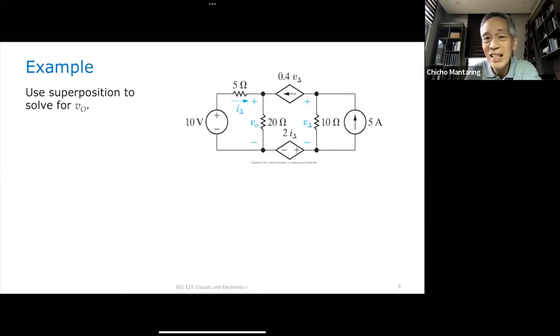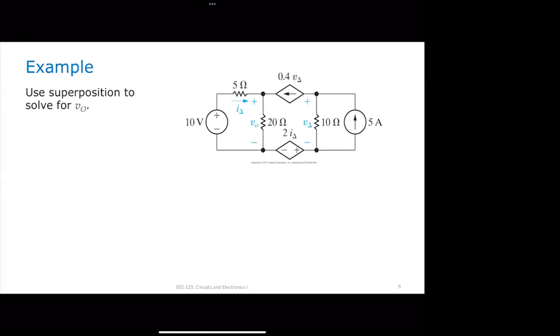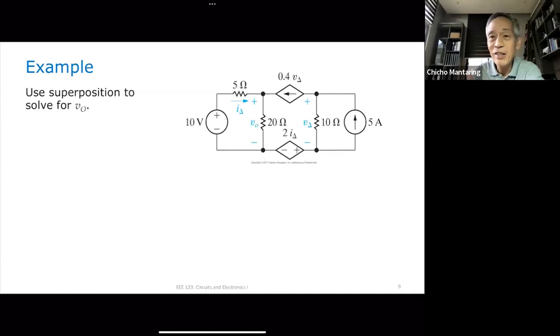Anyone? Yes, sige, Romeo, how many? Sir, is it 2? Why 2? Because you cannot remove the dependent sources. That's exactly correct. We only have 2 components, 2 contributors to V sub O, and those are just your independent sources.